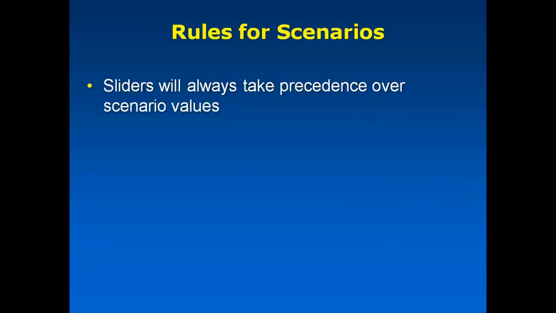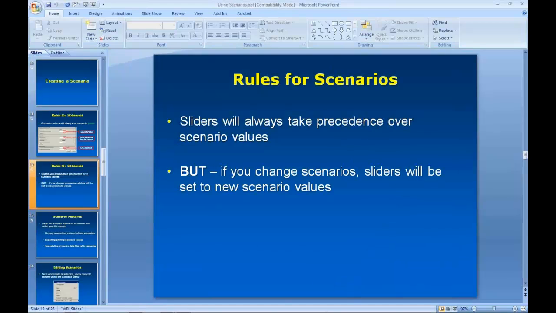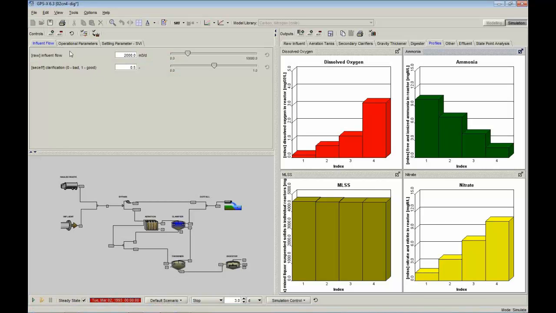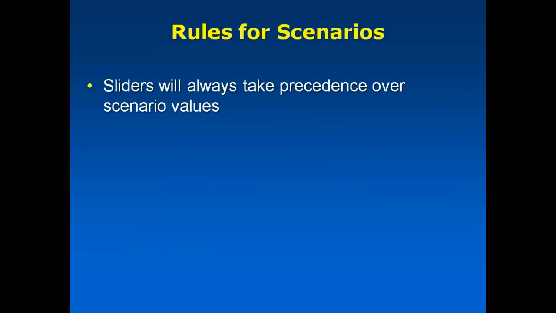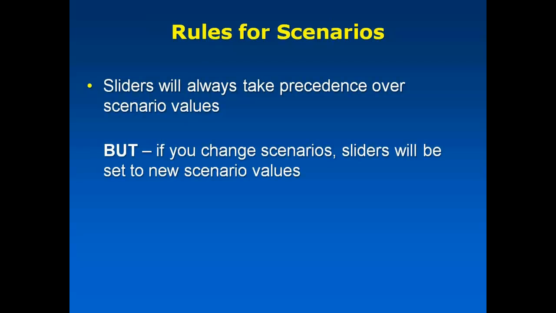So what happens when you have that particular parameter up on a slider or up on a file input controller? Just to be clear about the terminology, I'm talking about what happens when you have this slider up here, and this influent flow is also part of my scenario. The answer is that the slider values, the values that are showing up on the screen, will always take precedence over the scenario values that you entered into your menu. But if you do change scenarios, or if you make changes to those scenarios themselves, the sliders will be reset to those new scenario values.